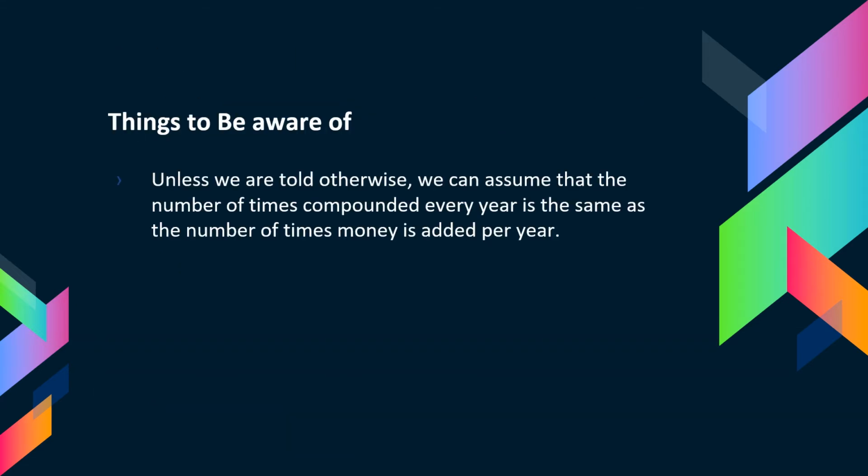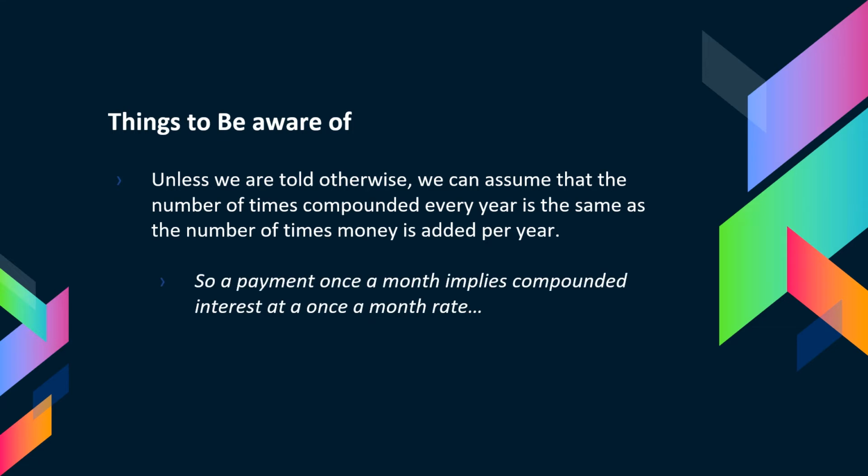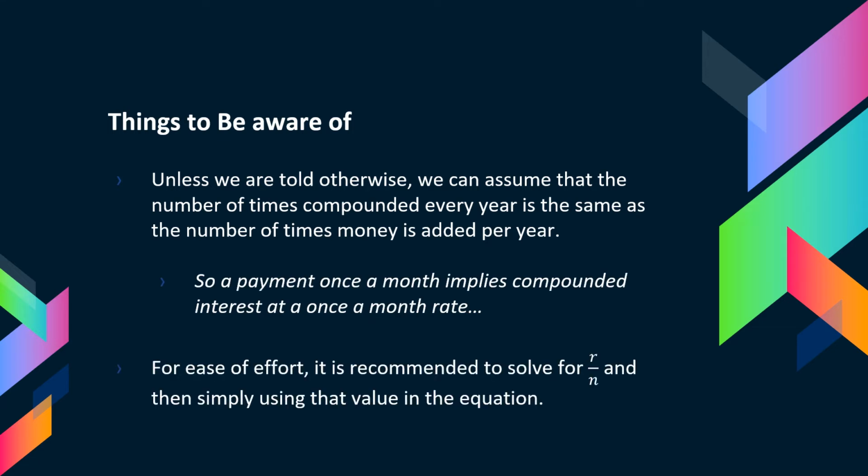One thing I will mention is that sometimes in a problem they don't mention the number of times something is compounded. Unless you are explicitly told otherwise, we can assume that this is exactly the same as the number of times that money is added in that given year. We assume that they happen at the same time and all that stuff. If you don't assume that, then the formulas get way more complicated. So unless you're explicitly told otherwise, we just assume that. That means that if you pay once a month, you compound interest once a month.